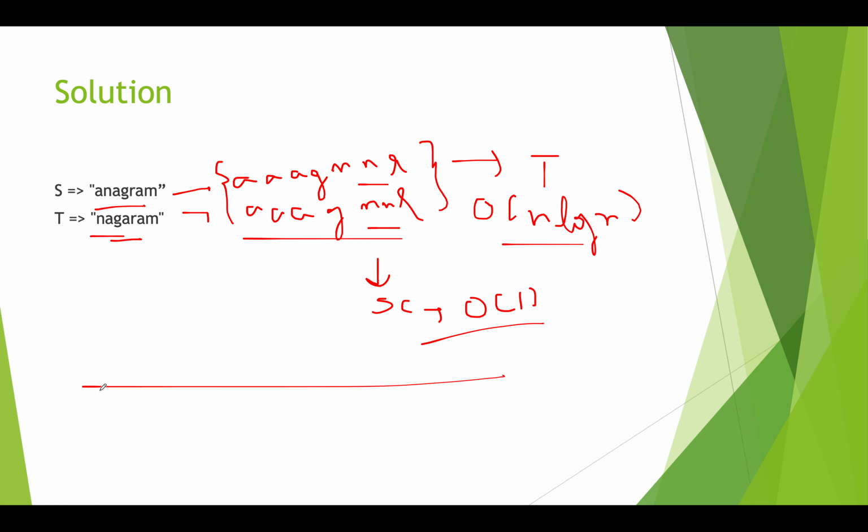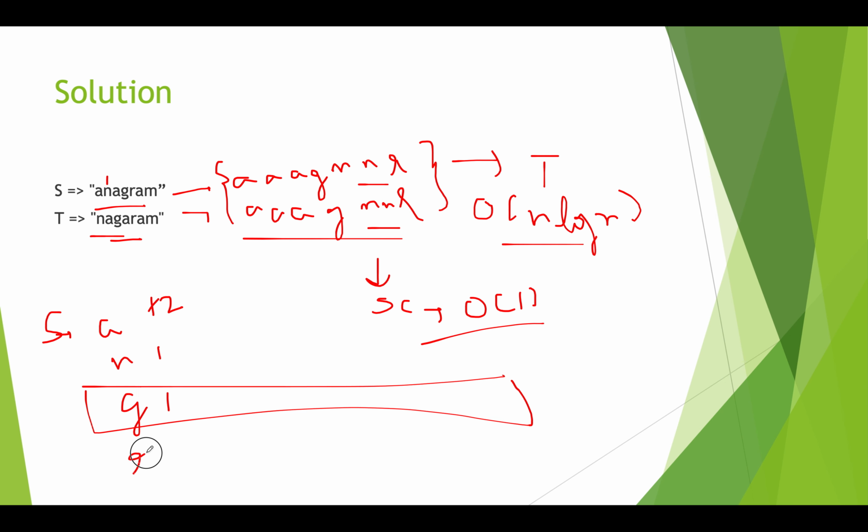Let's create a map where you are storing the frequency of each character. So let's start with S, and you get A, the frequency is 1. You move to N, the frequency is 1 again. You get A again, the frequency gets updated to 2. You get G, frequency gets updated to 1. You get R, frequency gets updated to 1. You again witness A, frequency gets updated to 3. Then you get M, and this is the frequency map for the first string. Similarly, you create it for the second string as well.